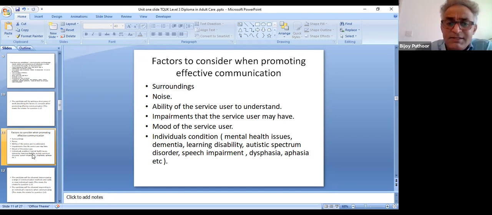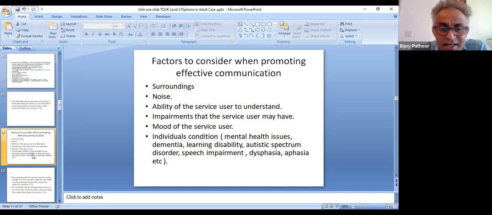Say, for example, someone is suffering from depression. You're speaking to them, and it appears that they haven't understood it. That's probably because of the depression; they are not in a mood to listen to anyone or anything. As a result, that impairs their ability. So we have to take those things into consideration.